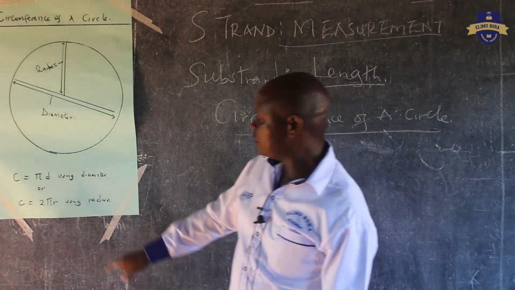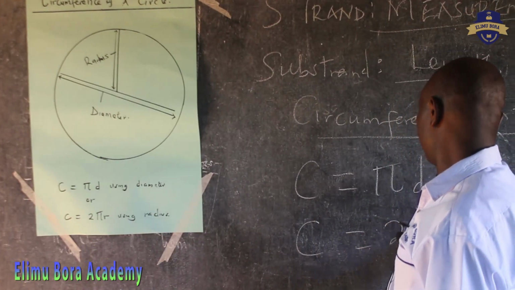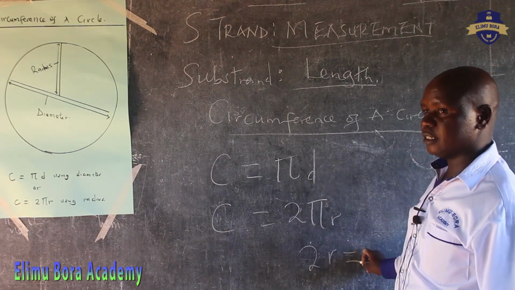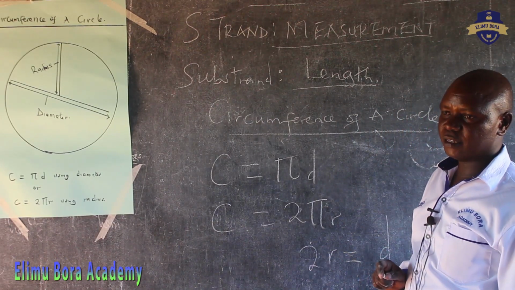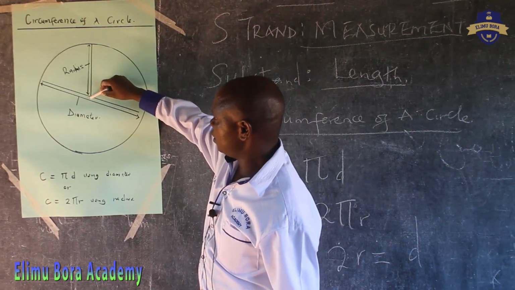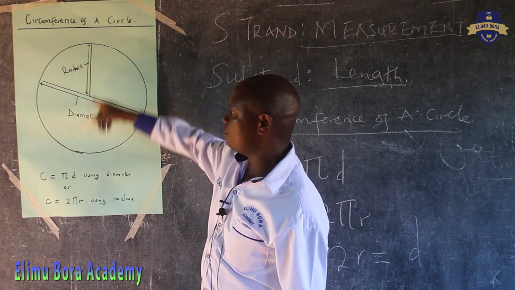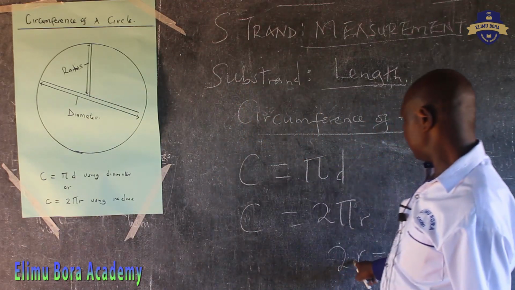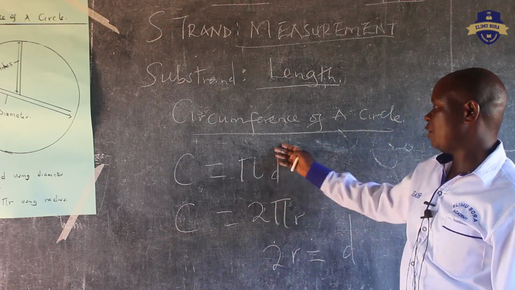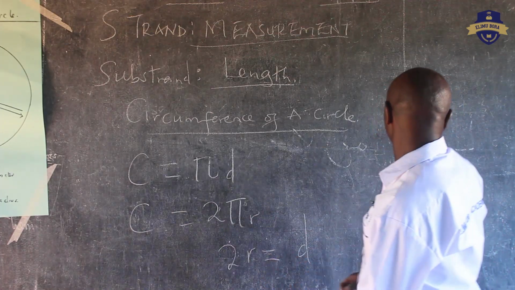And why is it that the first formula is pi d and the second formula has 2 pi r? 2 r is the same as the diameter. Are you together? Yeah, the two radius from here up to here, and then if you extend that distance from the center again up to this point, you are going to have 2 radius. So 2 radius are equivalent to 1 diameter. That's why with the two formulas, after working out, you get the same answer. Are we together? So let us have some examples.